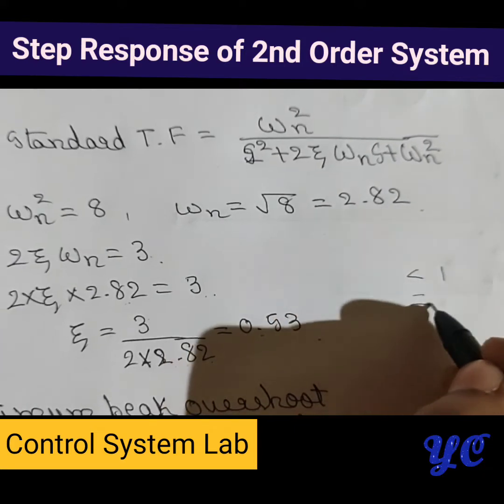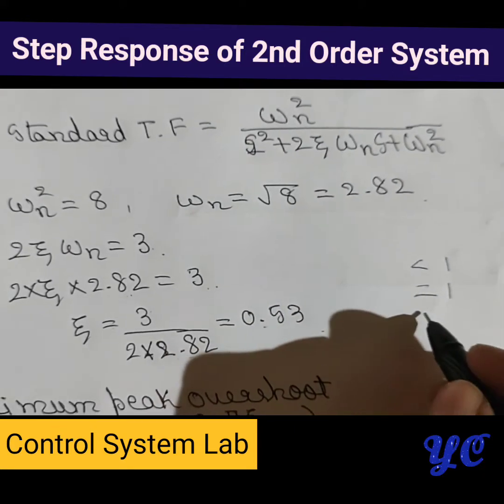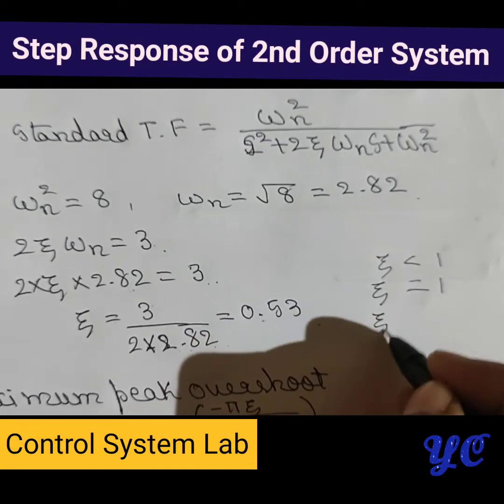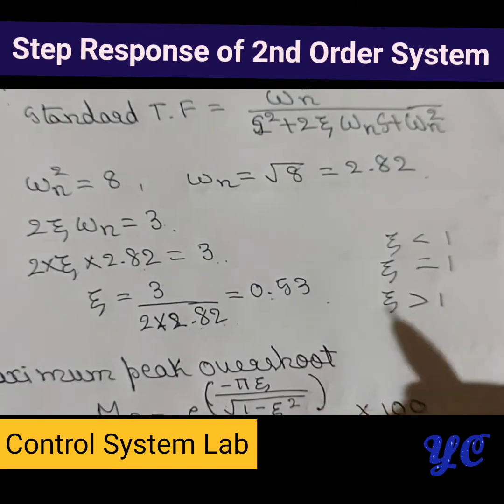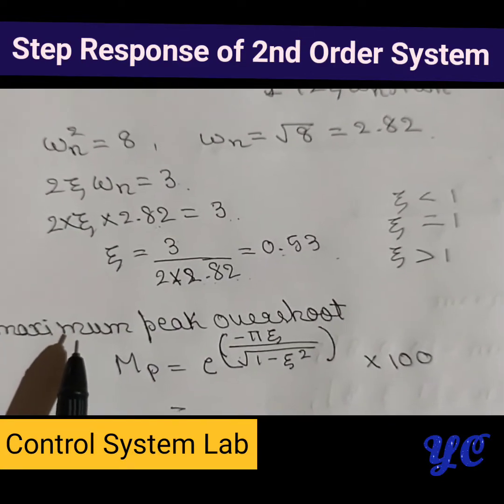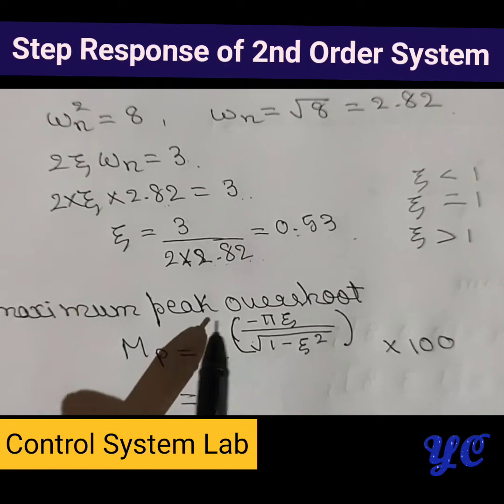If it is equal to 1, it is critically damped. If it is greater than 1, it is an overdamped system. Here they will ask to find out the maximum peak overshoot.